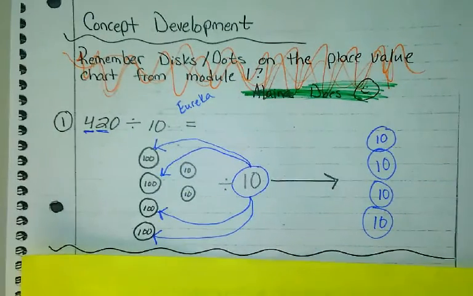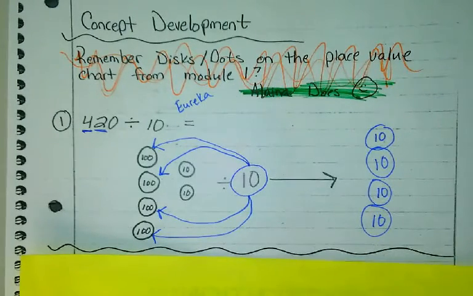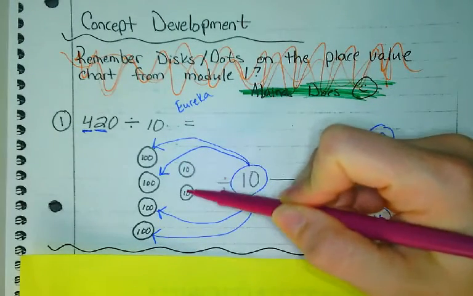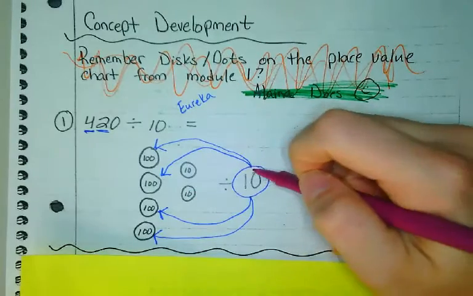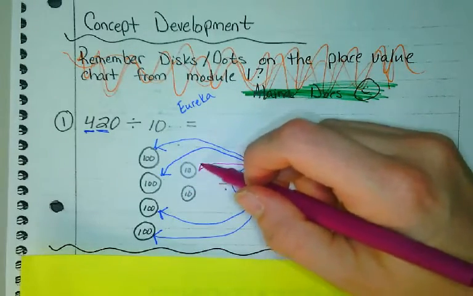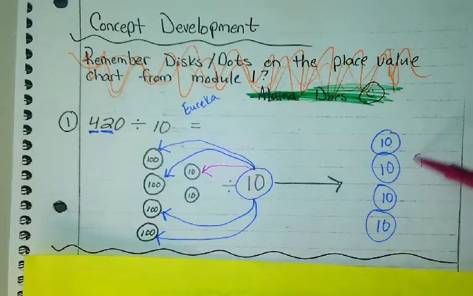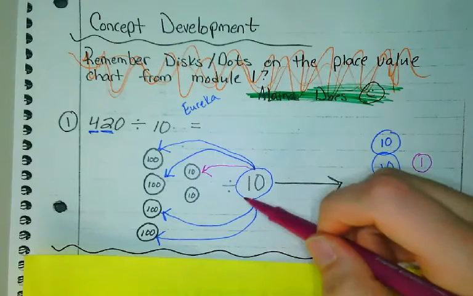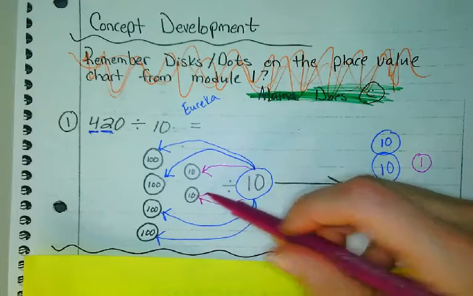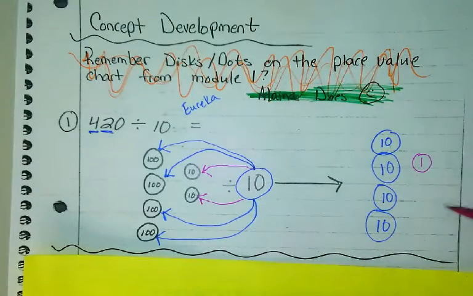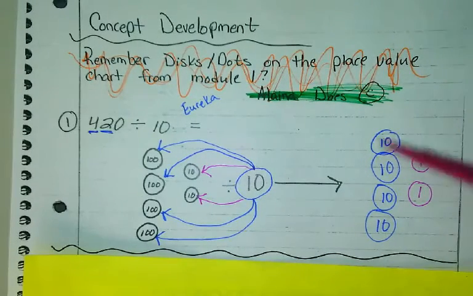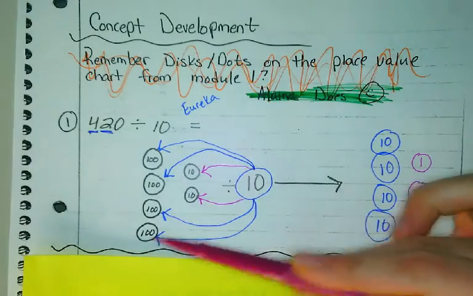But I'm not quite done yet. I need to see now how many times 10 can go into these other 2 discs right here. How many times can 10 go into one group of 10? Well, I know 10 can go into a group of 10 one time. How many times can 10 go into this group of 10? Well, 10 can go into that group of 10 also, one time. So I've redrawn my discs over here after they've been divided by 10.